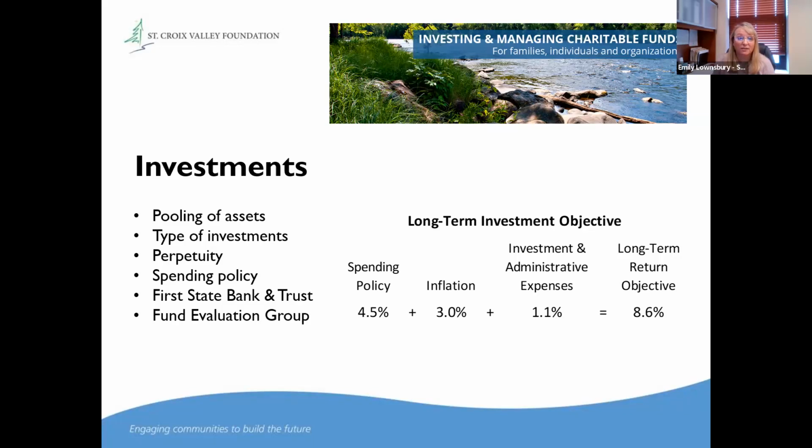First State Bank and Trust is our custodian, so that's where the money resides. And Fund Evaluation Group, or FEG, is our investment advisor. So we have two different models with them.